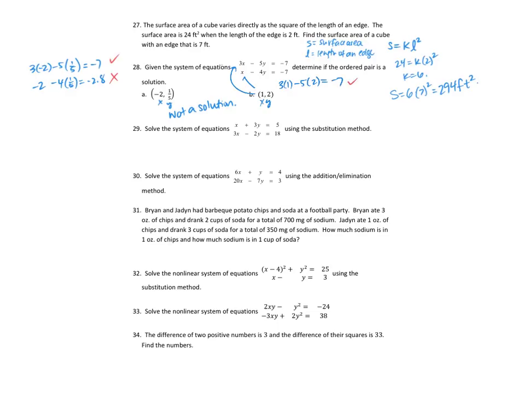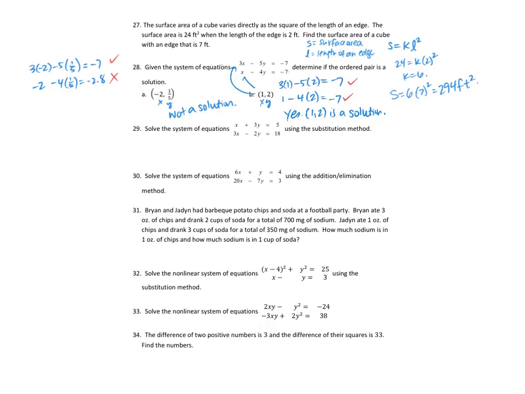Then I have 1 minus 4 times 2. So that gives me 1 minus 8, that's negative 7. And so that one checks out as well. And so this is a solution. So we checked that x and y pair with both equations to make sure it worked.